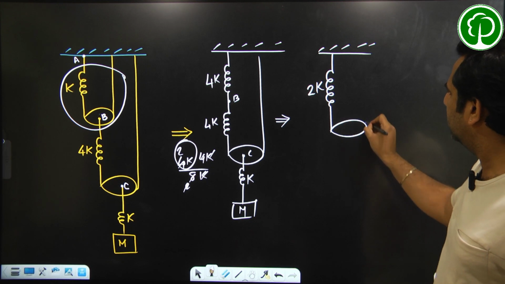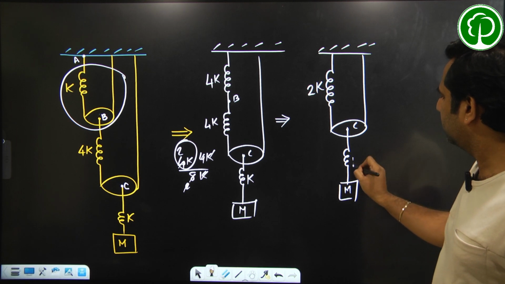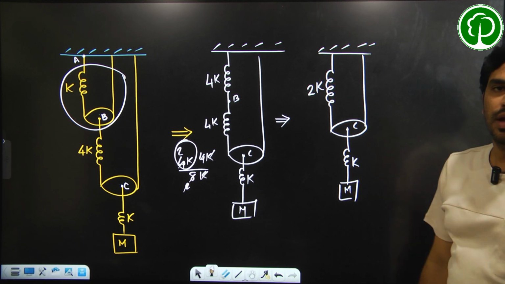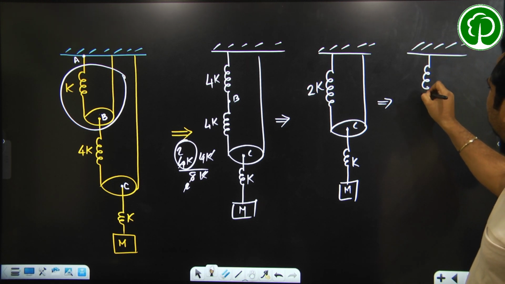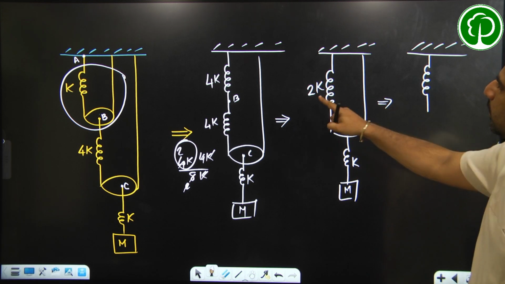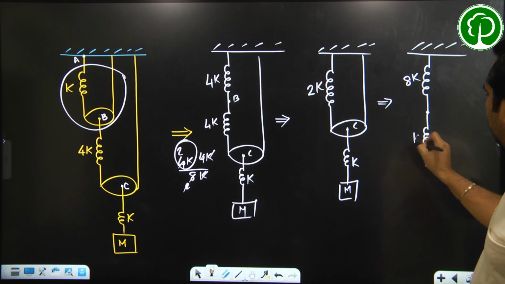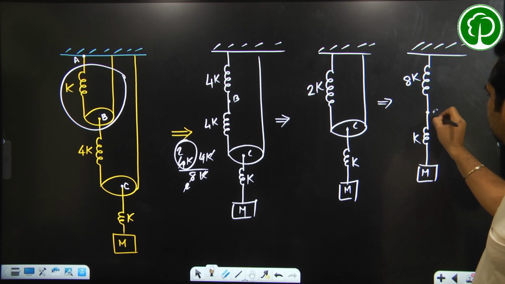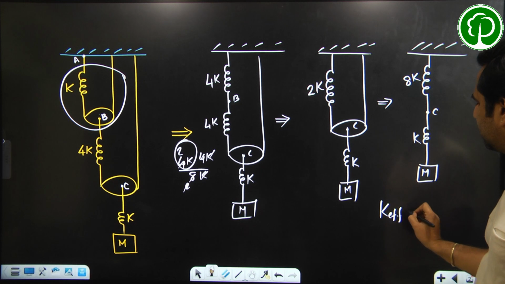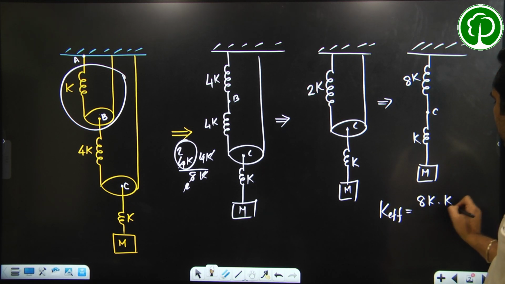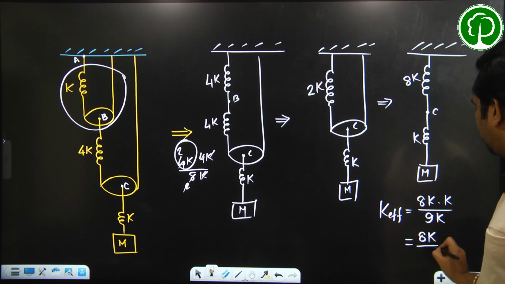Now it is connected to the pulley. This is point C, block M. Now spring plus pulley, I'll replace with a single spring whose spring constant is 4 times the spring constant of the spring connected to the pulley. So 4 times 2k, that is 8k, and it is connected to k and mass m. Now this is point C. Now 8k and k are in series, so finally the effective spring constant is 8k into k by 8k plus k, that is 9k. So effective spring constant is 8k by 9.